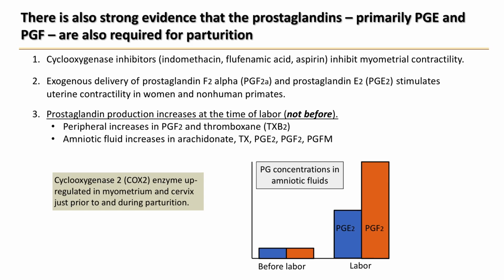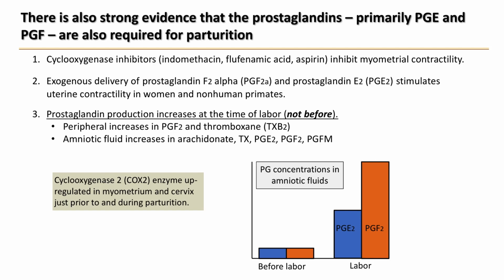There's also very strong evidence that the prostaglandins, predominantly prostaglandin E and F, are also required for parturition, and there are multiple lines of evidence. We know that cyclooxygenase inhibitors, including indomethacin, can inhibit myometrial contractility. We know that if we deliver PGF2 alpha or PGE2, we can stimulate uterine contractility in women and non-human primates.